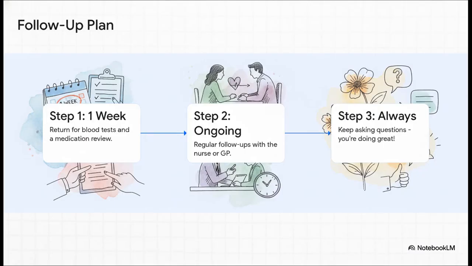And to finish, you're going to summarize the immediate next steps. Confirm that 1-week review for the blood tests, and just let her know that she'll have regular follow-ups after that. And try to end on a really positive, empowering note, praising her for asking questions. It shows her she's an active partner in her own care.